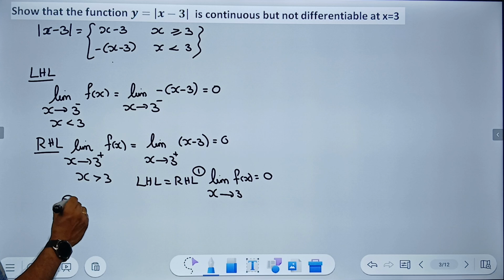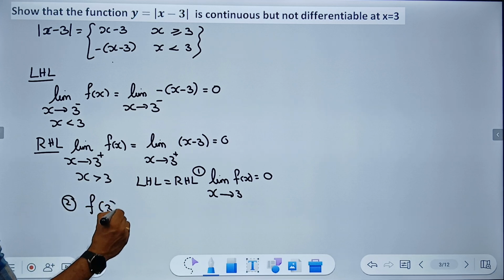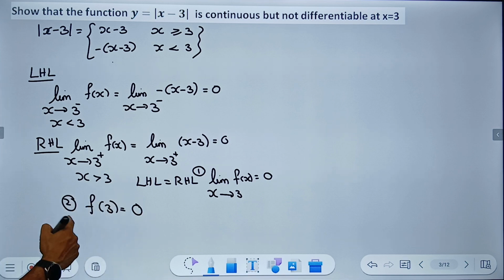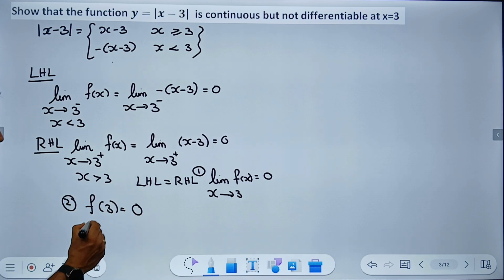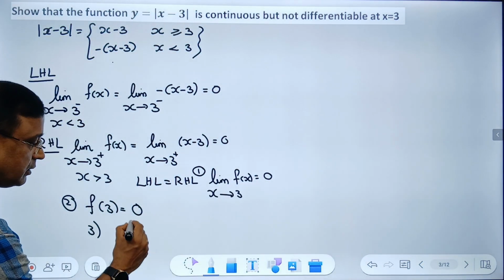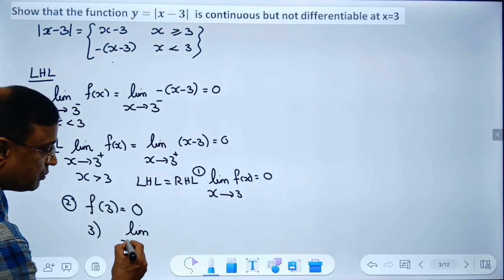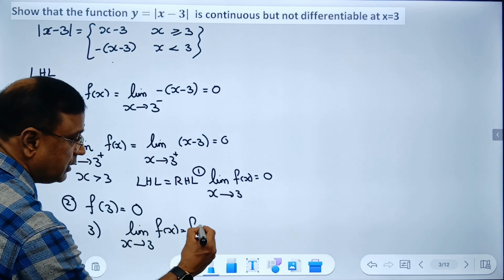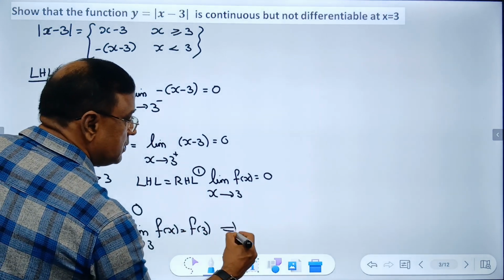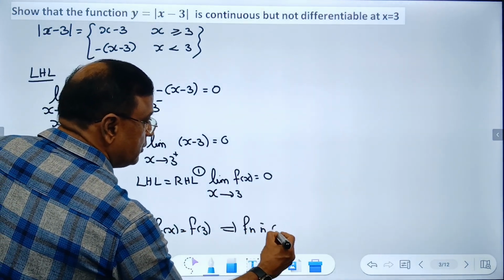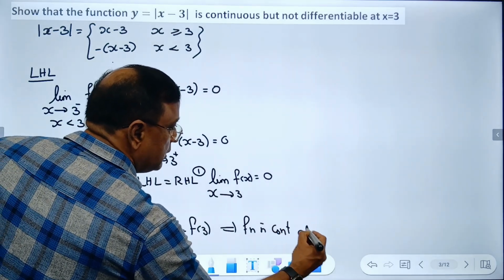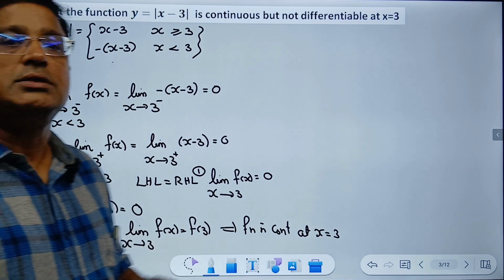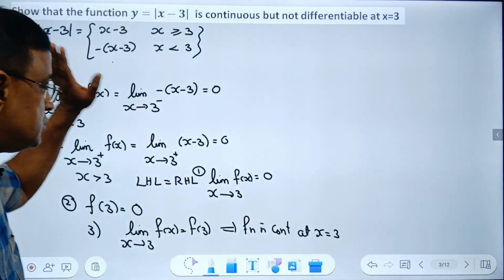What is the second condition? I have to find f of 3. Substitute. When I put x is 3, you get 0. So second condition also satisfied. Third one is what? Clearly both are equal, right? So limit x approaches to 3, f of x equal to f of 3. This implies the function is continuous at x is equal to 3. This shows the function is continuous at x is equal to 3. There is no confusion at all.